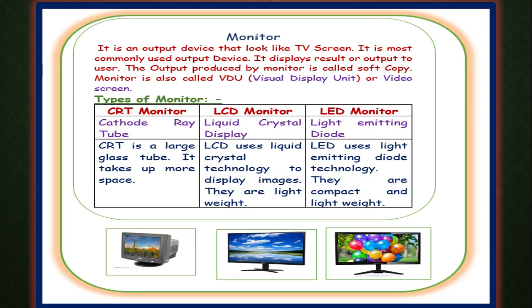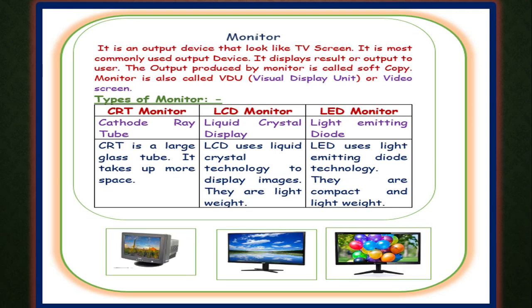So there are three types of monitor. The first one is a CRT monitor, the second one is an LCD monitor, and the last one is an LED monitor. So firstly we will discuss the CRT monitor. Note down the full form of CRT in your notebooks. It is cathode ray tube. So CRT means cathode ray tube. CRT is a large glass tube. It takes up more space.